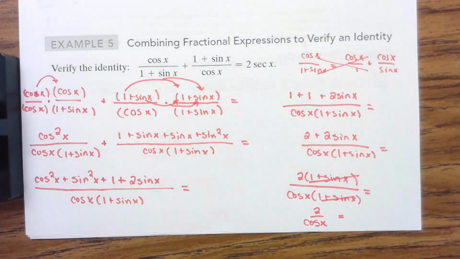Long identity, right? And there's a lot going on. There's lots of different identity steps, even more algebraic steps. And to me, this is one of the harder identities I'm going to ask you to prove. I now need you to try one similar to this.